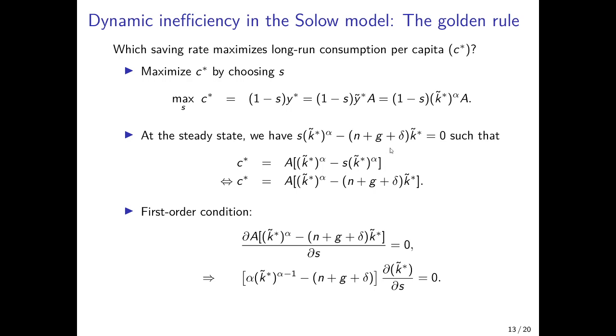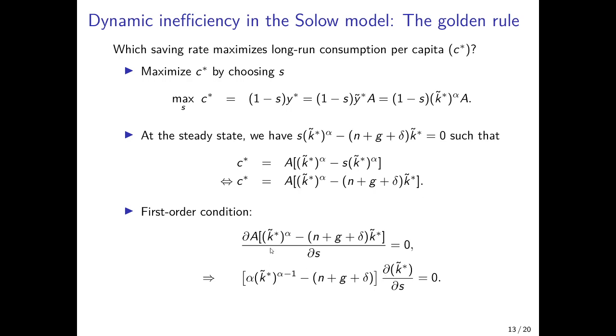And then we substitute out for S, K tilde to the power of alpha, the N plus G plus delta K tilde. So we just substitute this in. And then we want to maximize this consumption per capita. So what we do is compute the first order necessary conditions for such a maximum. And that's that the derivative of consumption per capita with respect to the saving rate has to be equal to 0. So the derivative of this right-hand side expression has to be equal to 0.